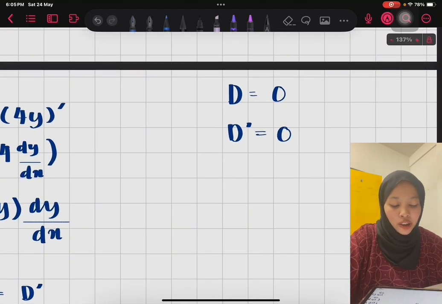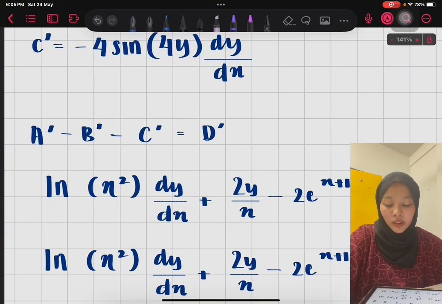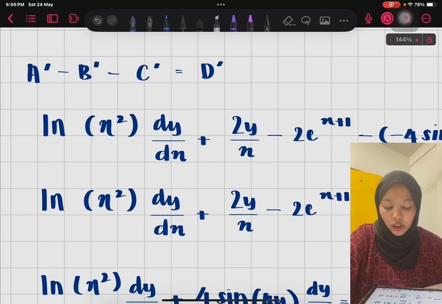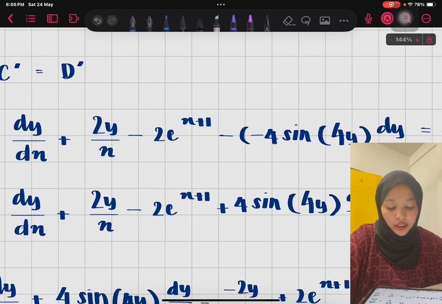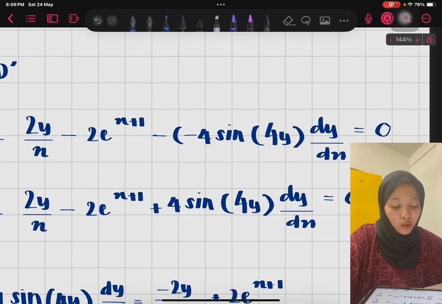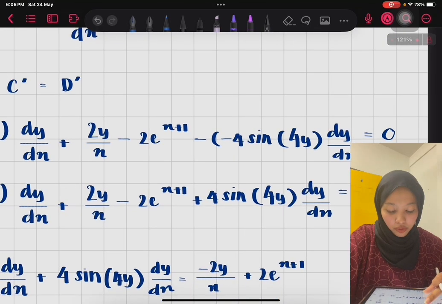And we have to differentiate d, which is our d is 0. And for d prime, the answer is still 0. Next step, we have to combine the terms, which is a prime minus b prime minus c prime equal to d prime. So we just copy the a prime, which is ln in bracket x power of 2 dy dx plus 2y over x. And our b prime is 2e power of x plus 1 minus our c prime, which is negative 4 sin in bracket 4y dy dx equal to our d prime, which is 0. So we have to simplify the term.